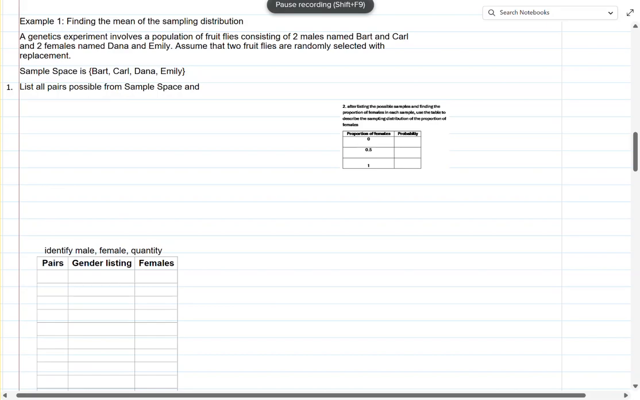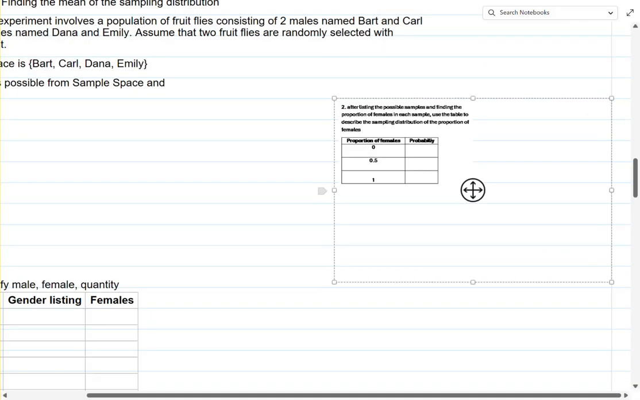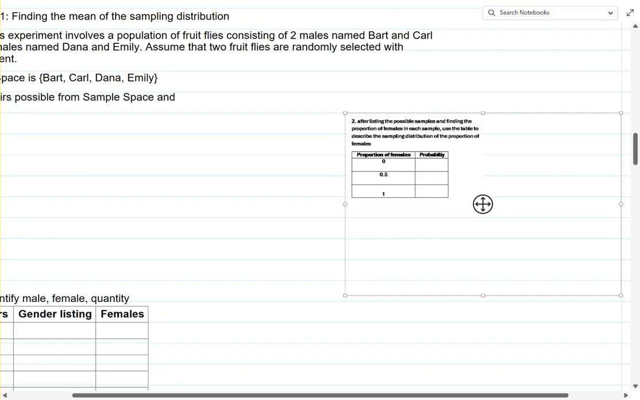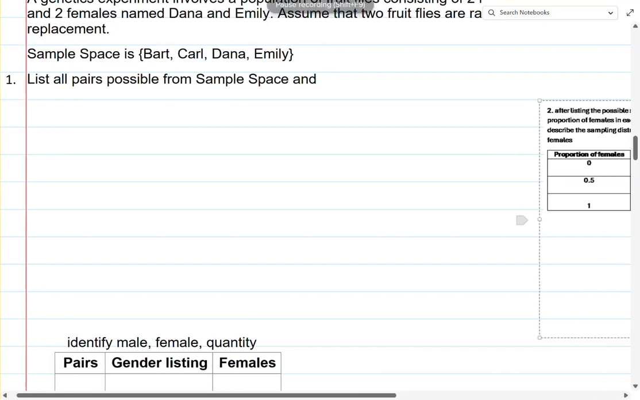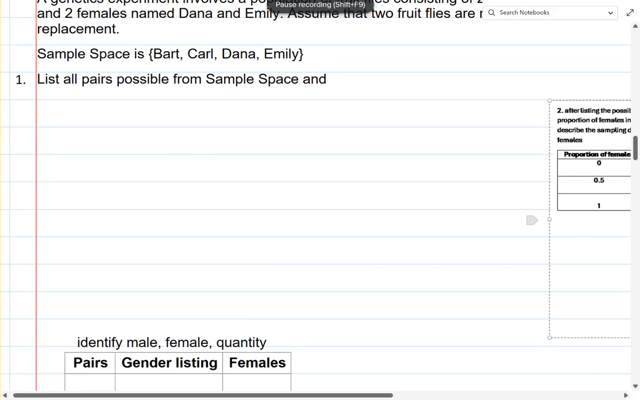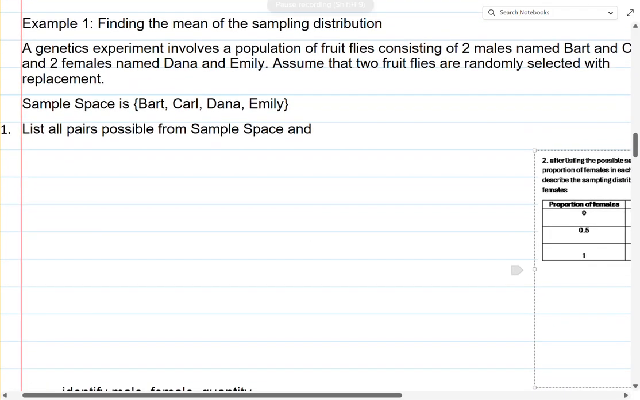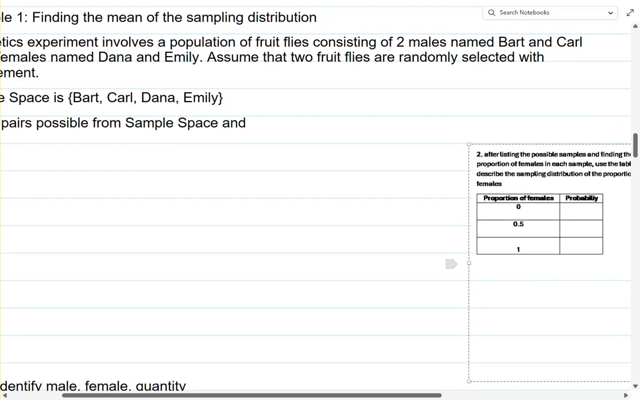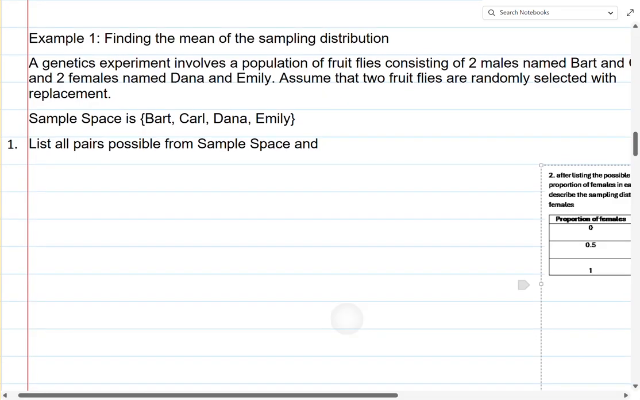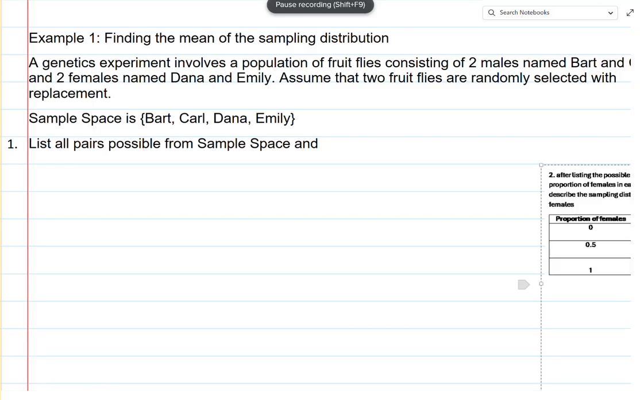So let's begin here. Let me get that larger there. Okay, so our first example has to do with finding the mean of a sample distribution. A genetics experiment involves a population of fruit flies consisting of 2 males named Bart and Carl and 2 females named Dana and Emily. Assume the 2 fruit flies are randomly selected with replacement.